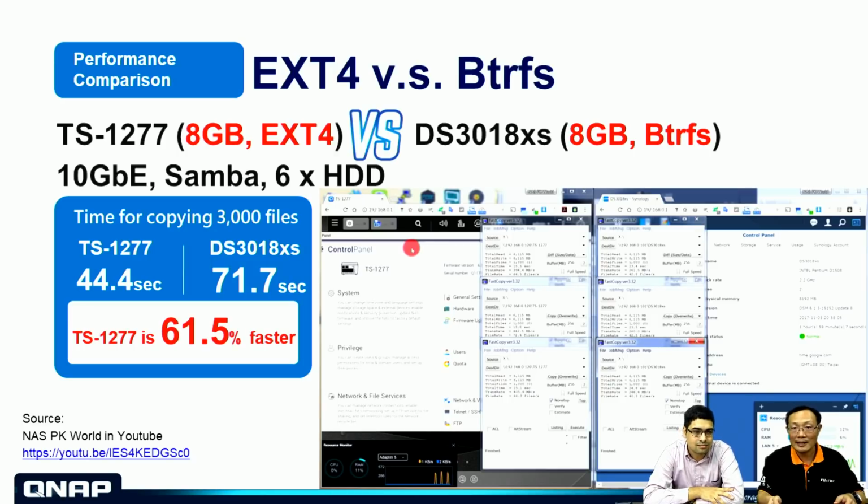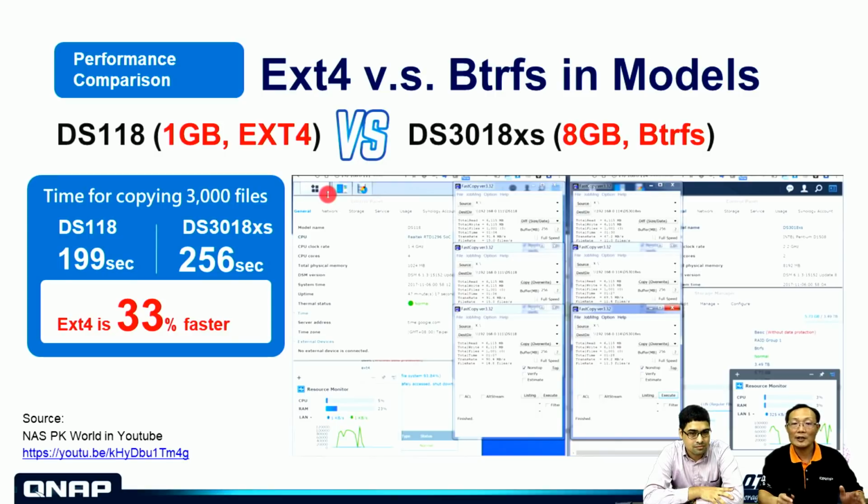Yeah, and besides the test between QNAP and Synology, we also found a very interesting result on the design of Synology itself. We found the data also on NAS PK World. The DS118 is the just released ARM-based NAS from Synology. It is only equipped with 1 GB memory and can only support ext4.